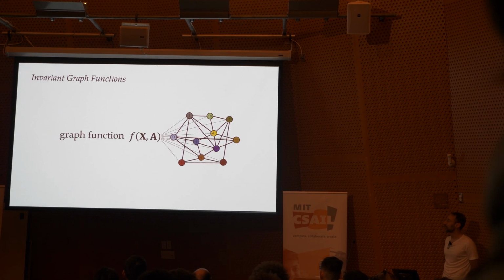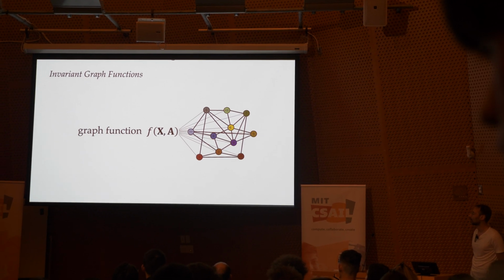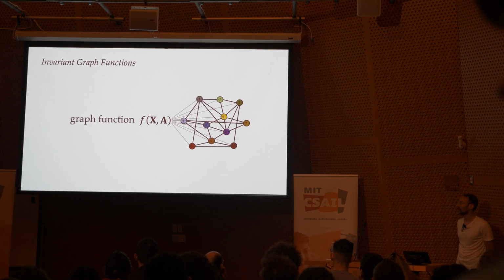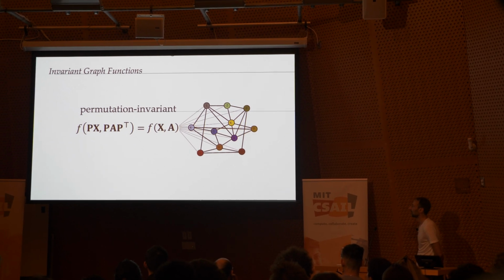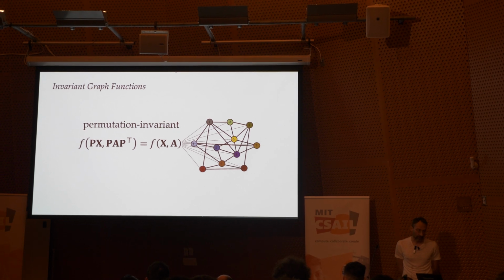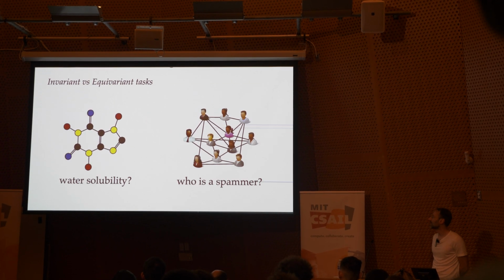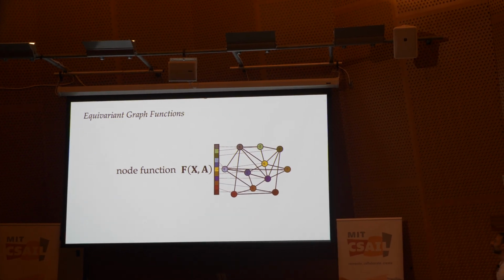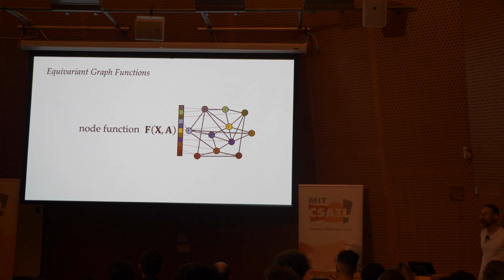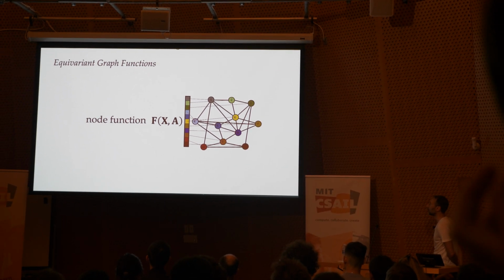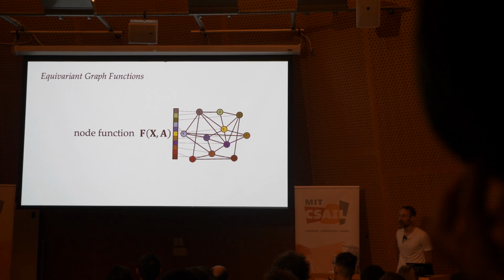So in the first case, I'm interested in functions that no matter how I order the nodes, produce the same output. So this is what we call permutation invariance, and mathematically this is written like this constraint. In the second case, we are interested in functions that output the same structure as the input, right? So they output some information on the nodes of the graph.